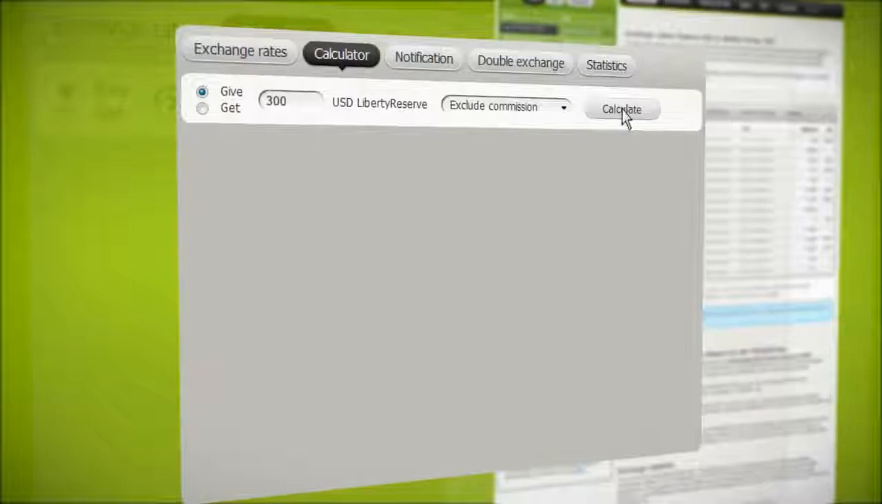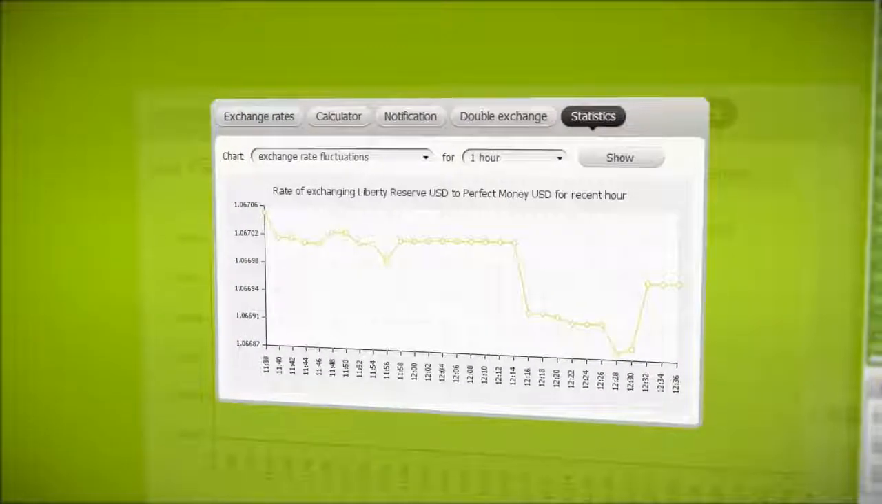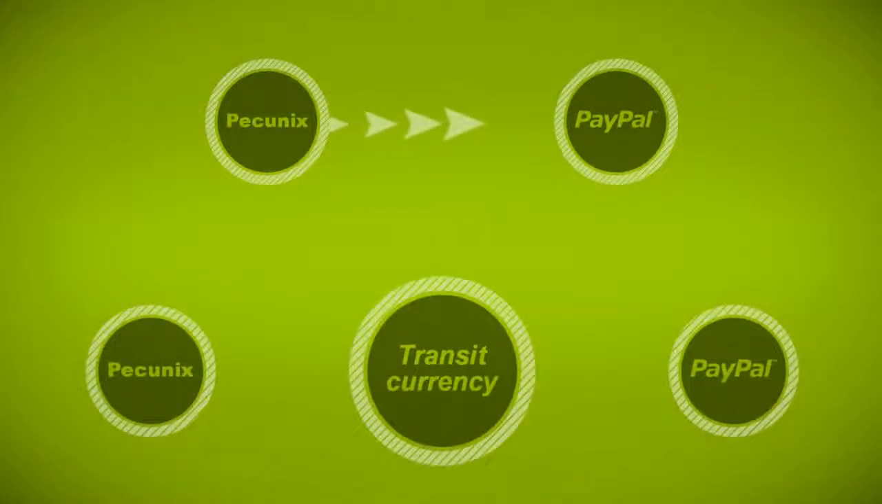The calculator is always at your disposal, as well as detailed statistics on rates and reserves. If the current rates don't suit you, take advantage of the notification feature. Specify your terms, and you will be notified when matching rates become available. If there are no exchangers, use the double exchange function to compare two alternatives for exchanging through a third currency.